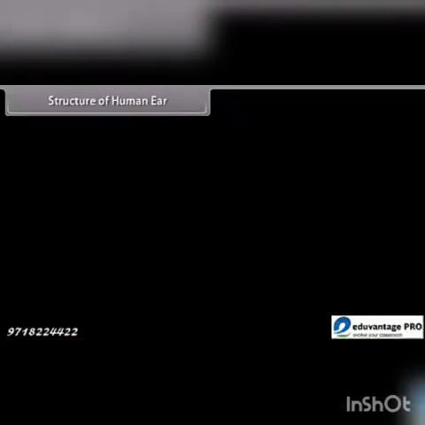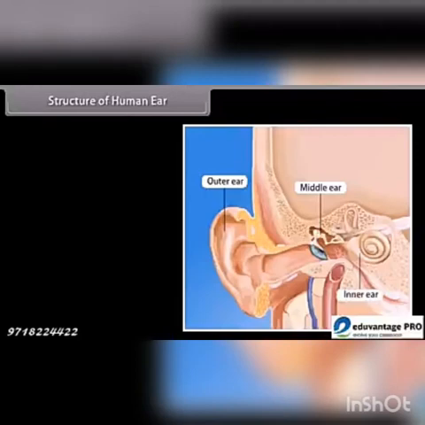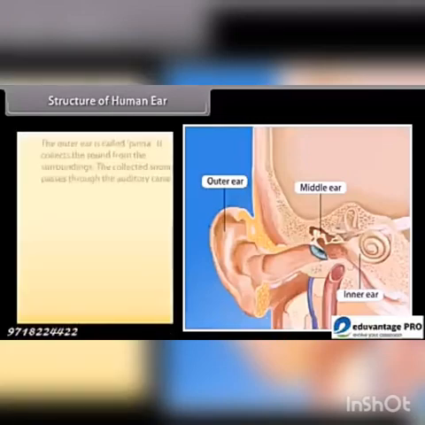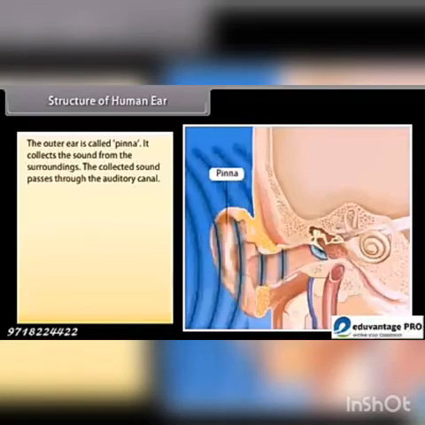Structure of the human ear. The ear consists of three basic parts: the outer ear, the middle ear, and the inner ear. Each part of the ear has a specific role in the task of detecting and interpreting sound. The outer ear is called pinna. It collects the sound from the surroundings. The collected sound passes through the auditory canal.